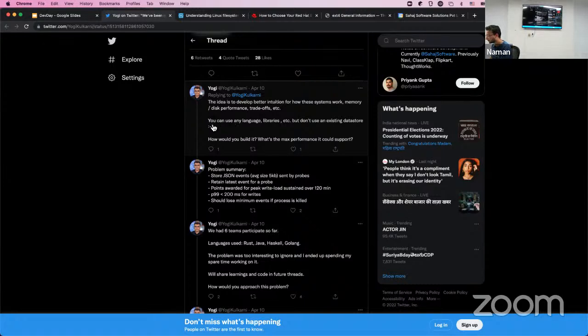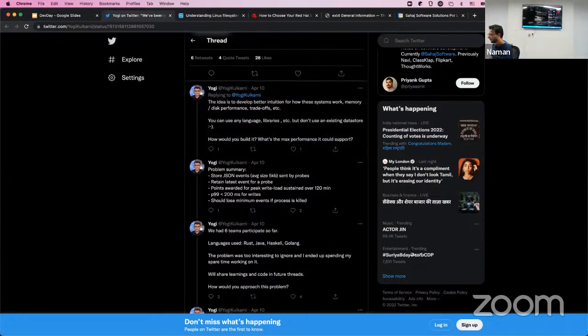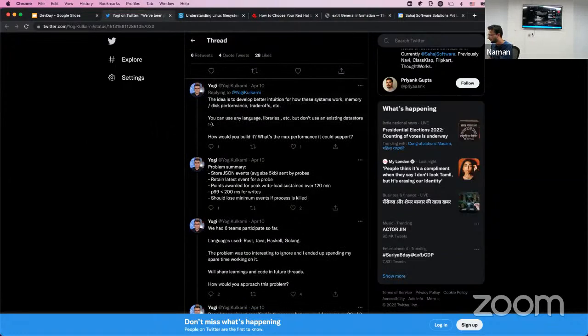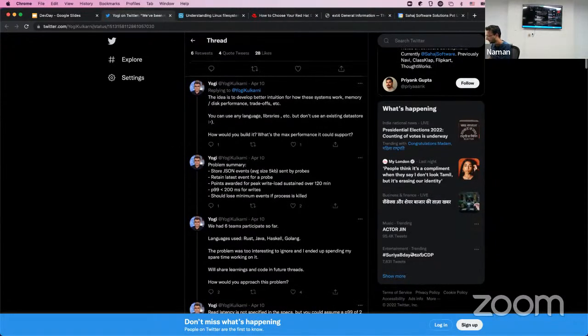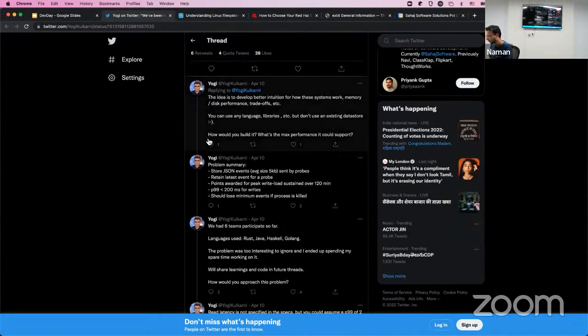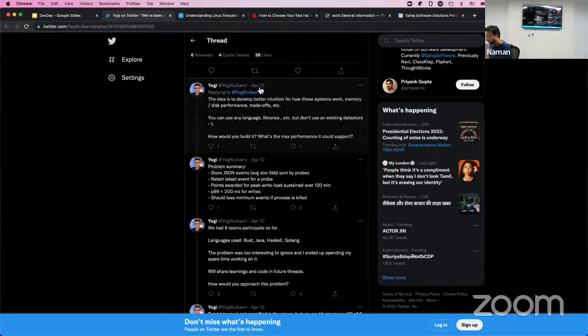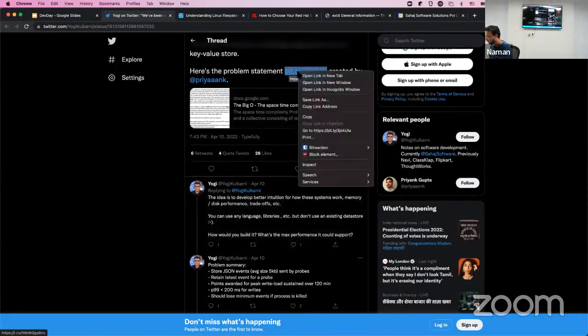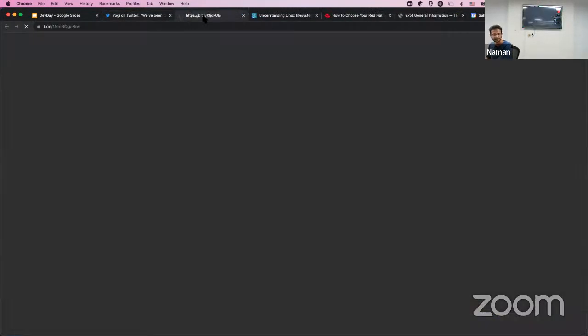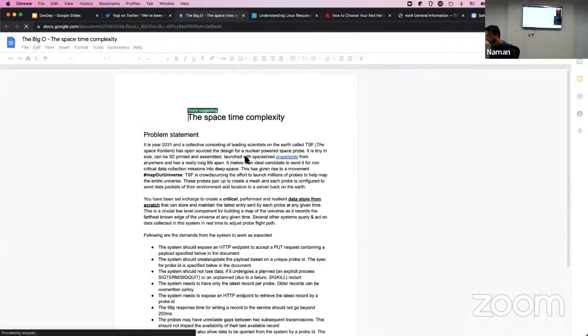So in this problem statement, we were given that you can use any language and libraries, but you cannot use any existing data source or any cache or anything of this sort. But all the default libraries and modules are accessible. So how would you build it, and what's the max performance it could support? Now, the problem statement, I believe everyone should have read it. It was in the prerequisite of this talk.